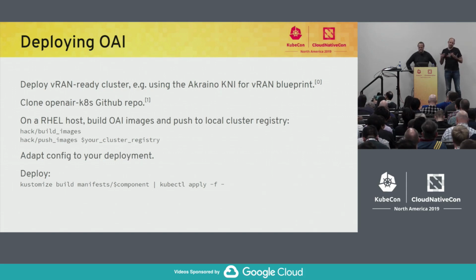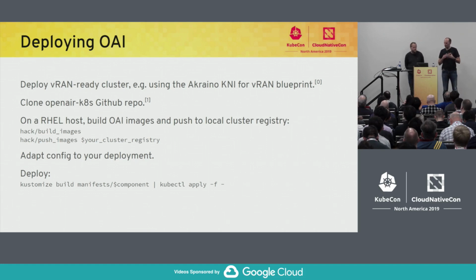Here are the commands that you basically need to build the images and push them to your cluster. And then the next step you need to do is adapt your deployment configuration, because there are certain things that are specific to your machine setup. So for example, how do you find the software-defined radios, etc. This is what you need to do, and we use Kustomize to allow you to easily overlay the existing configuration on top of the default configuration.